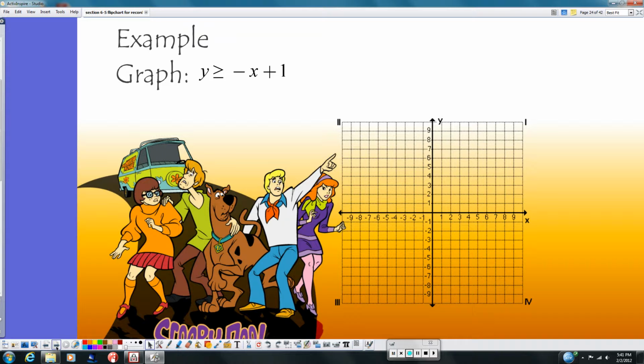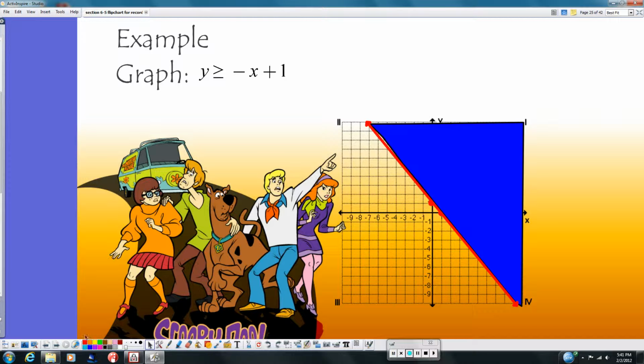One more. Go ahead and graph y is greater than or equal to negative x plus 1, and we'll see how you do. First, we're going to graph just like we had an equation, y equals negative x plus 1. We put a dot on positive 1, down 1 and to the right 1 for our slope, connect using a solid line because it's underlined, and this time we're going to shade above because it is greater than.